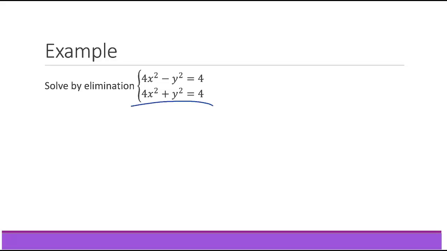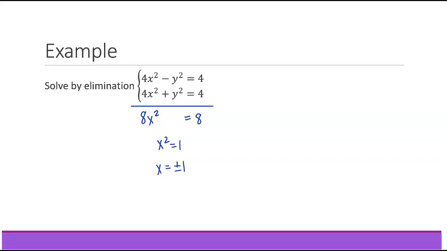So we add down here, and we get 8x squared is equal to 8. The y squareds cancel. That leaves me with x squared is equal to 1 if I divide the 8 out on both sides. And so x is equal to plus or minus 1. Now, our job is to plug x equals 1 and x equals negative 1 into any equation involving x and y. They both look equally difficult to plug 1 and negative 1 into, so it doesn't matter which one we choose. I'll just choose the top one.